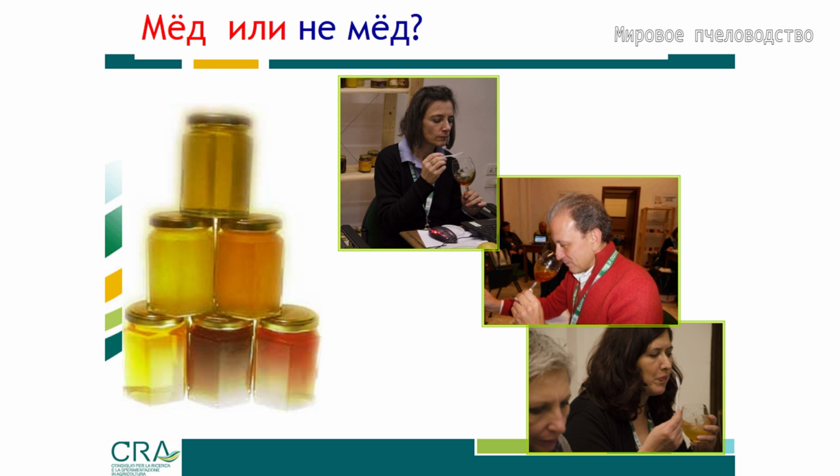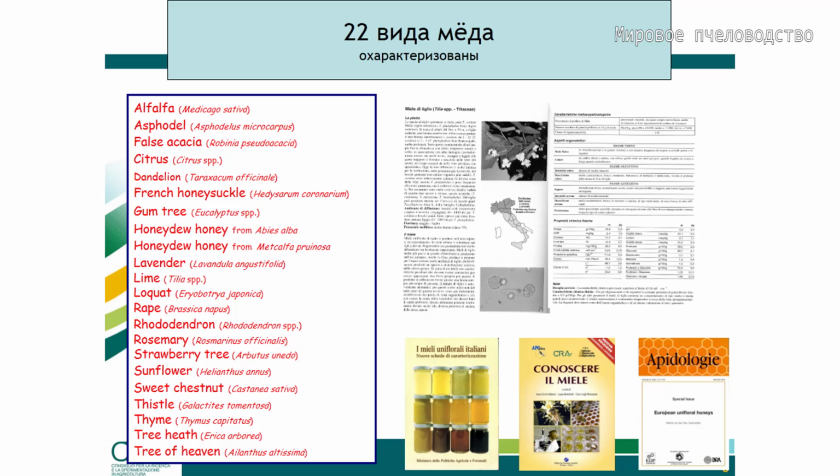In Italy, we have done a lot of study on monofloral honeys, and 22 types of honeys have been characterized not only for their chemical and microscopic characteristics, but also for their organoleptic characteristics.